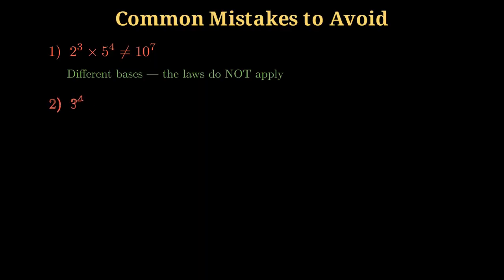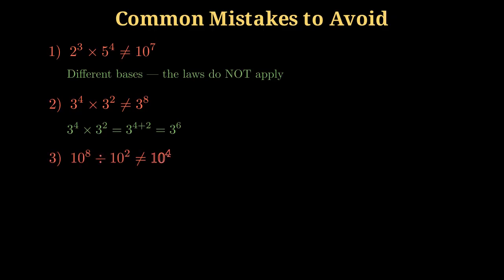Mistake 2, multiplying the indices. 3 to the 4 times 3 squared is not 3 to the 8. When powers multiply, the indices ADD. 4 plus 2 gives 3 to the 6. Check with values. 81 times 9 is 729 exactly, 3 to the 6. And mistake 3, dividing the indices. 10 to the 8 divided by 10 squared is not 10 to the 4. When powers divide, the indices subtract. 8 minus 2 gives 10 to the 6.